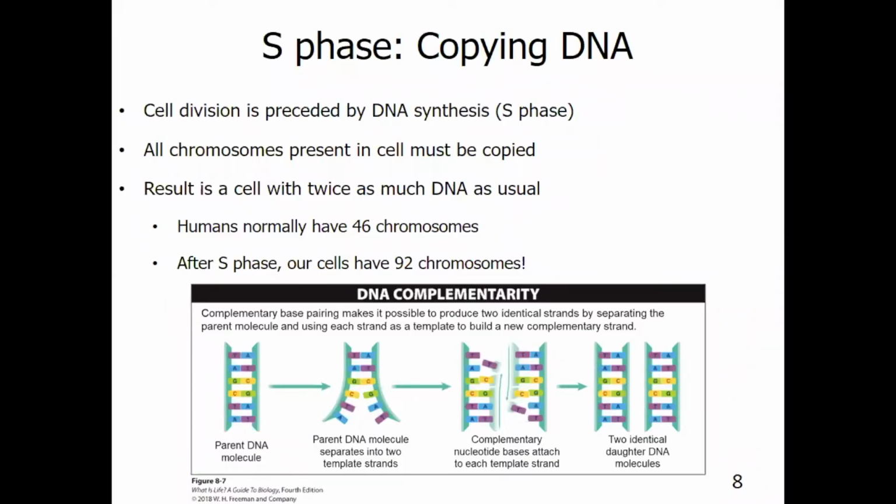Let's take a closer look at S phase. S stands for synthesis. During S phase, the cell is synthesizing DNA. Remember, the cell needs to copy all of the chromosomes, and it will end up with twice as much DNA as it usually has. So if we consider human cells normally have 46 chromosomes, after completing S phase, human cells have a total of 92 chromosomes.